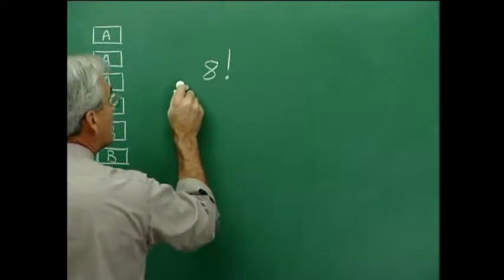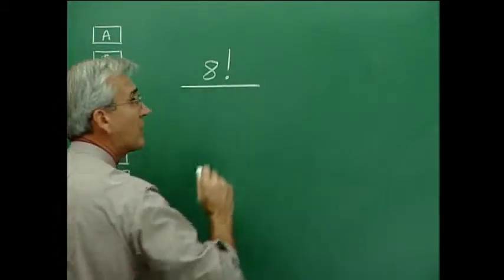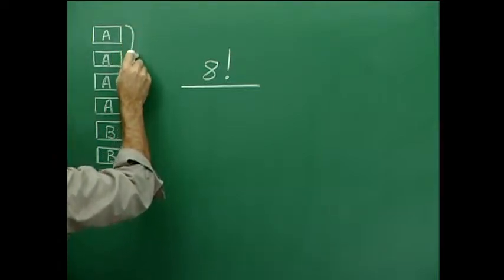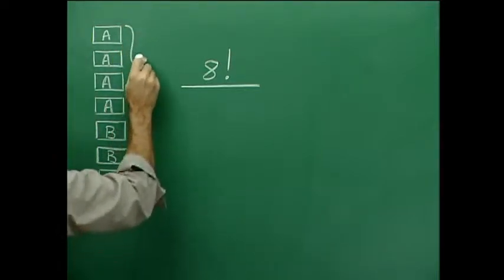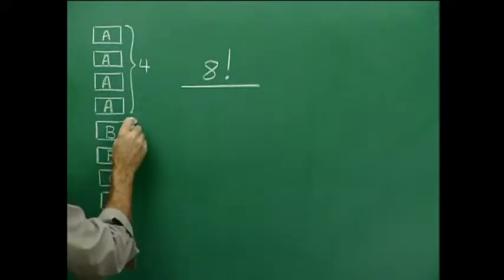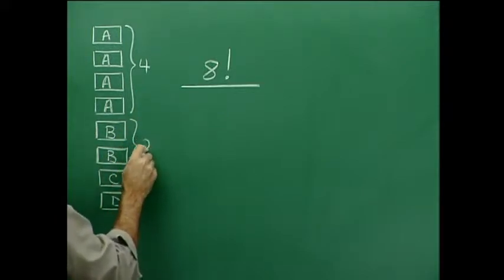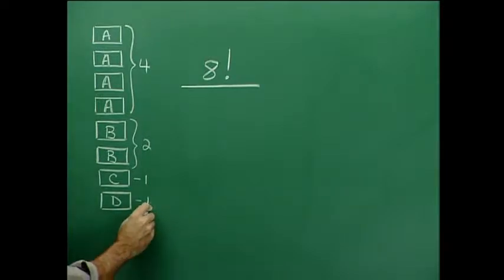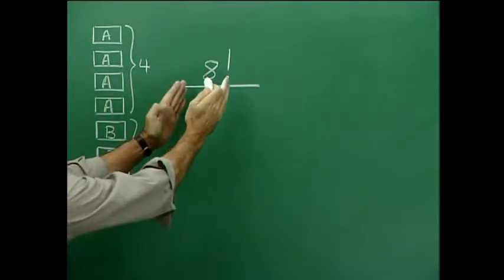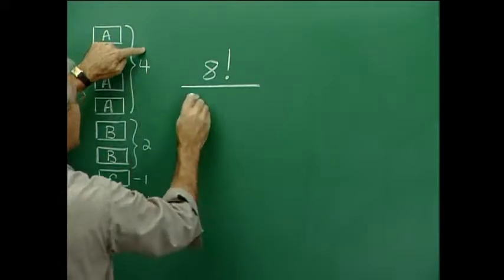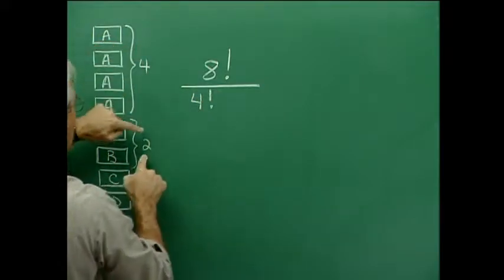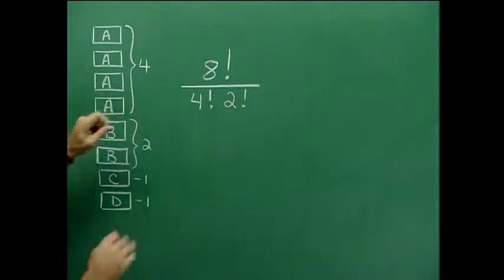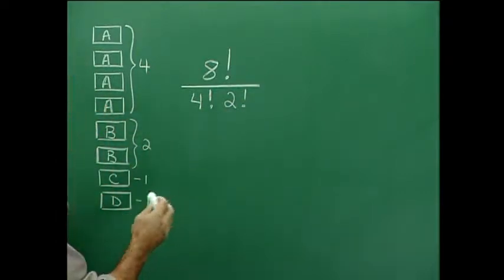Now, what we do is we take that and we divide out the duplications by realizing that this book is duplicated 4 times. We have 4 of this kind of book, and we have 2 of this kind. Just for completeness, we only have 1 of these 2 kinds. But it's the idea that we just take the 8 factorial and we divide by 4 factorial times 2 factorial. You see, that divides out all these duplications, and away we go.